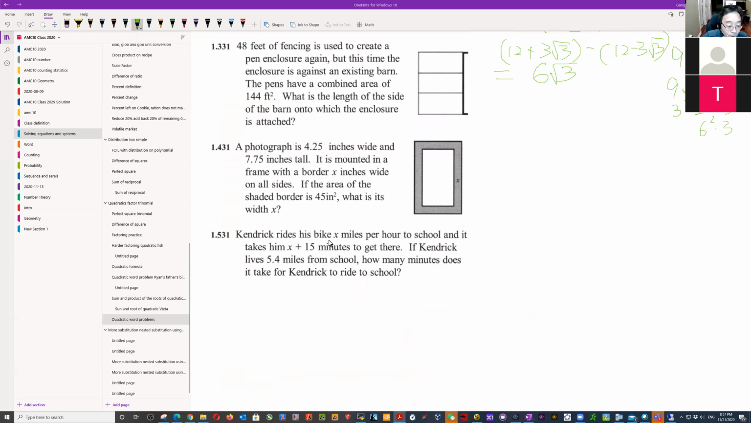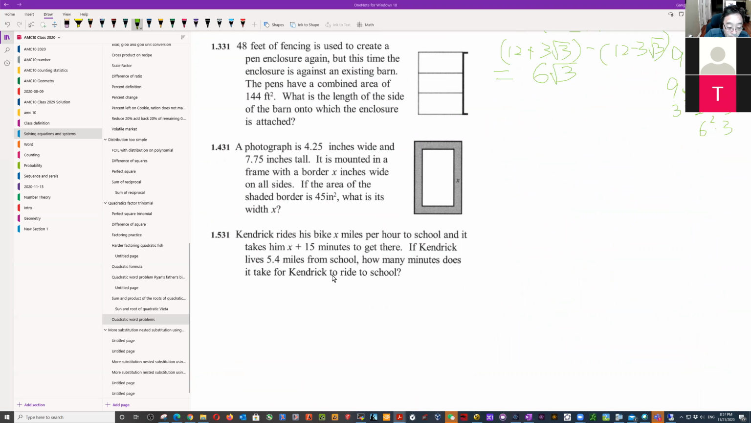Let's try to do one of the other problems. Let's say that Kendrick rides his bike x miles per hour to school and takes x plus 15 minutes to get there. If Kendrick lives 5.4 miles from school, how many minutes does it take to ride to school?